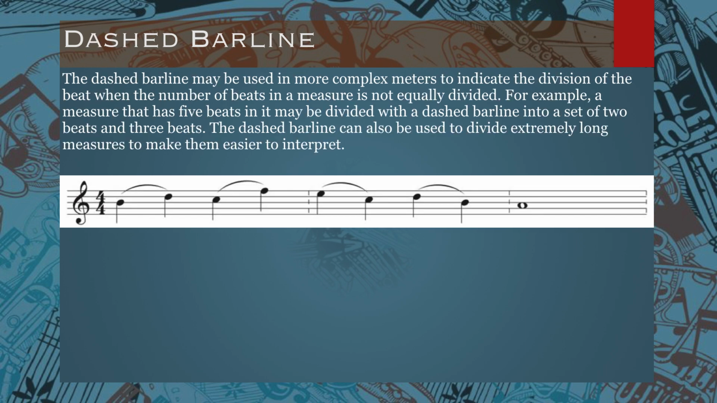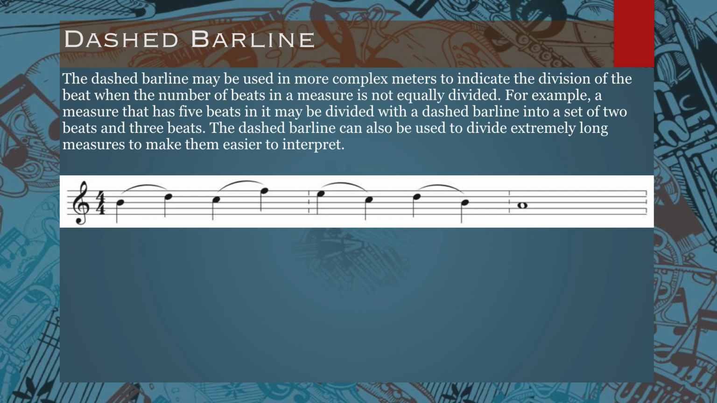The dashed bar line may be used in more complex meters. So instead of your standard 4/4 time signature, maybe you have one time signature that's like 7/4, where you've got 7 beats in a single measure, and they want to show the division between 4 and 3 beats. They want to indicate the first 4 notes in the measure should be played as a 4/4 bar, then the last 3 notes should be played as a 3/4 bar. The dashed bar line is generally just used to indicate a division within a longer time signature.